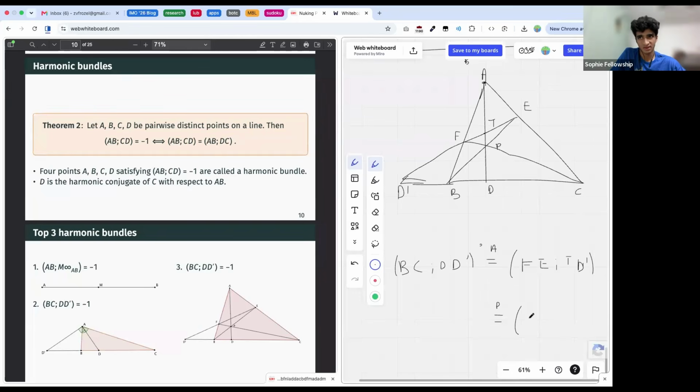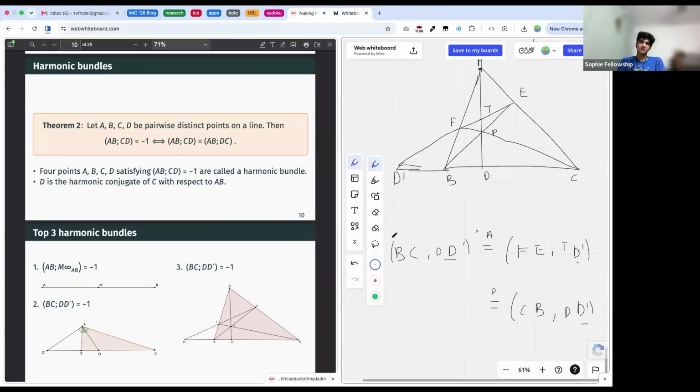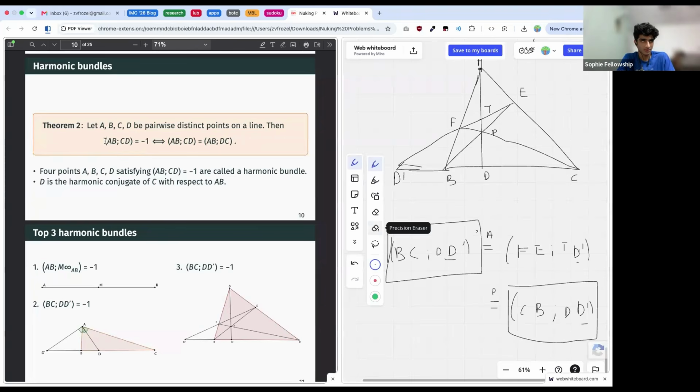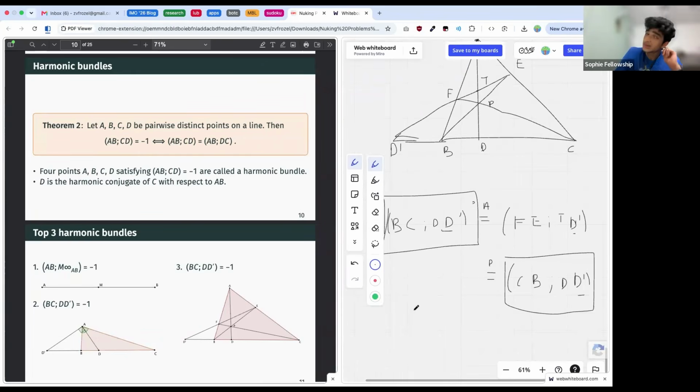F is going to go to C. Okay. F goes to C. E goes to B. T goes to D and D prime. Well, D prime actually is very sad. It never changed. It was D prime here, D prime here, D prime here. But the point is that what we've done by these two projections is we've swapped D with C. And that means due to this theorem 2 over here, that implies that BCDD prime is -1.